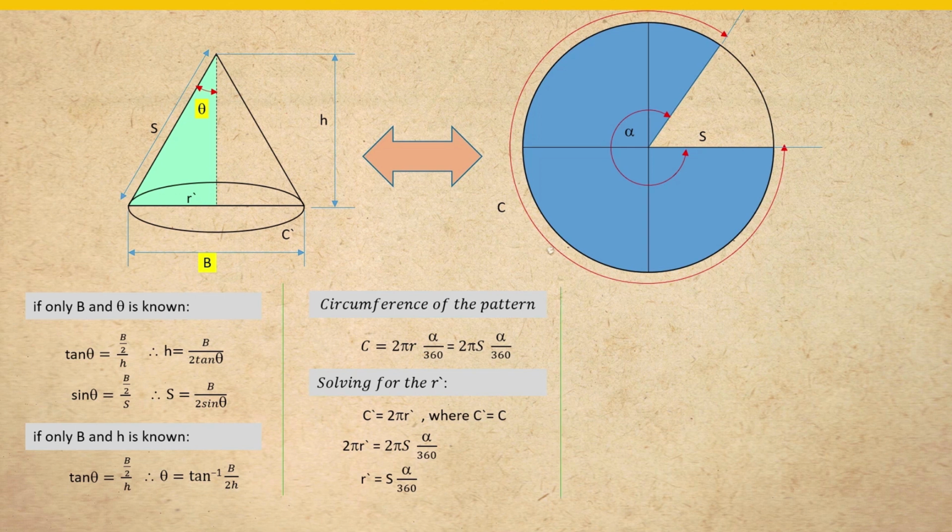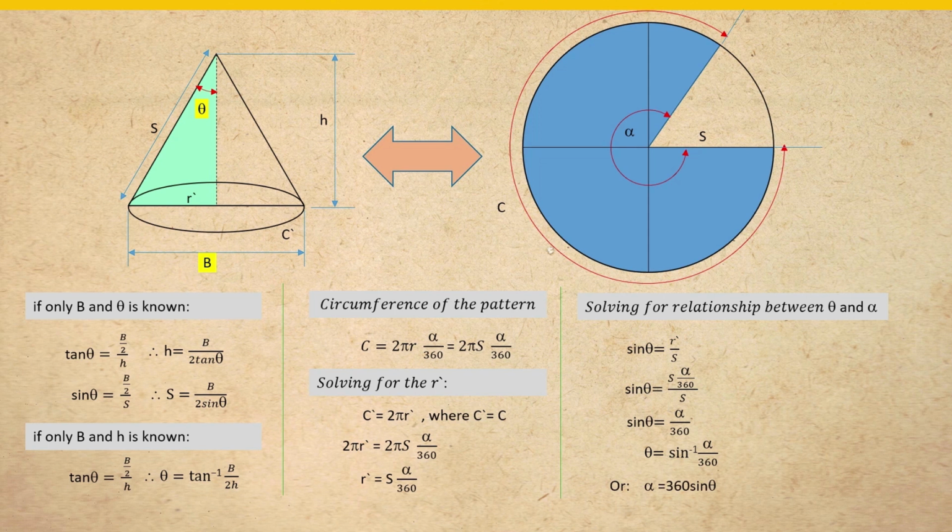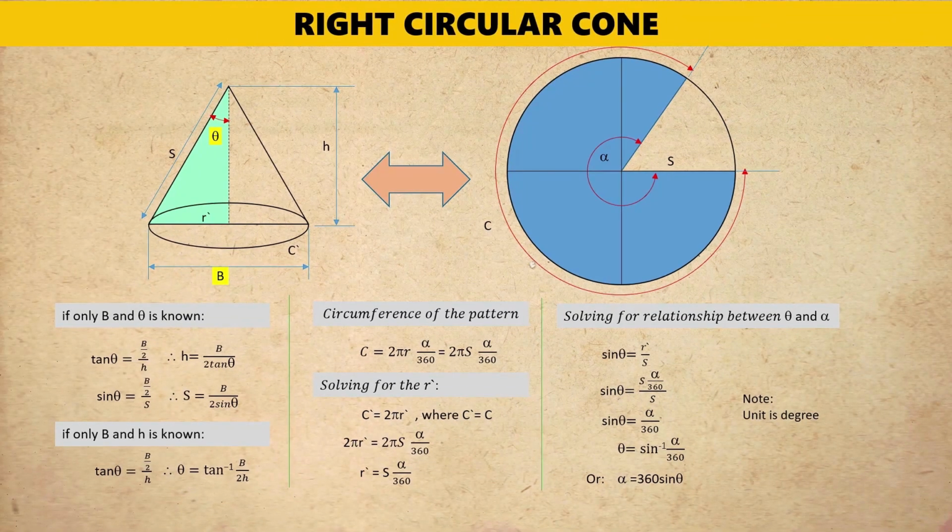Now let us solve the relationship between theta and alpha. The sine of theta is equal to r prime, divided by the slanted height s. Substituting the value of r prime, we got the relationship that sine of theta is equal to alpha divided by 360. Or theta is the inverse sine of alpha, divided by 360. Inversely, alpha is equal to 360, multiplied by the sine of theta. This is the relationship equation that we need.